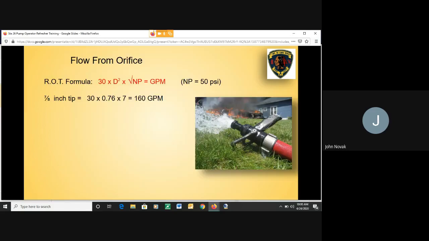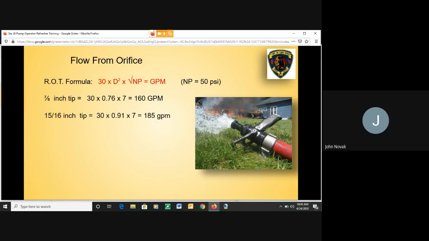All right, so flow from an orifice. We talk a lot about the flow that comes out of the smoothbore nozzles. This is just to give you an idea of where it comes from. There is a formula for it. That's a rule of thumb formula: 30 times the diameter squared times the square root of the nozzle pressure gives you the gallons per minute. So with the 7/8 inch tip, this is where we come up with the 160 GPM.